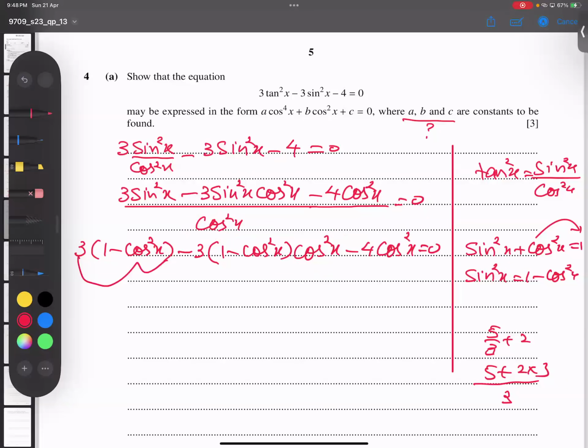Now 3 multiply inside. 3 ones are 3 and 3 cos square. Now here 2 things: 3 multiply inside and cos square also multiply inside. So 3 and cos square will give you minus 3 cos square. Negative into negative, positive, 3 multiplies cos. Cos into cos, cos square already, so cos 4, and minus 4 cos square x equal to 0.